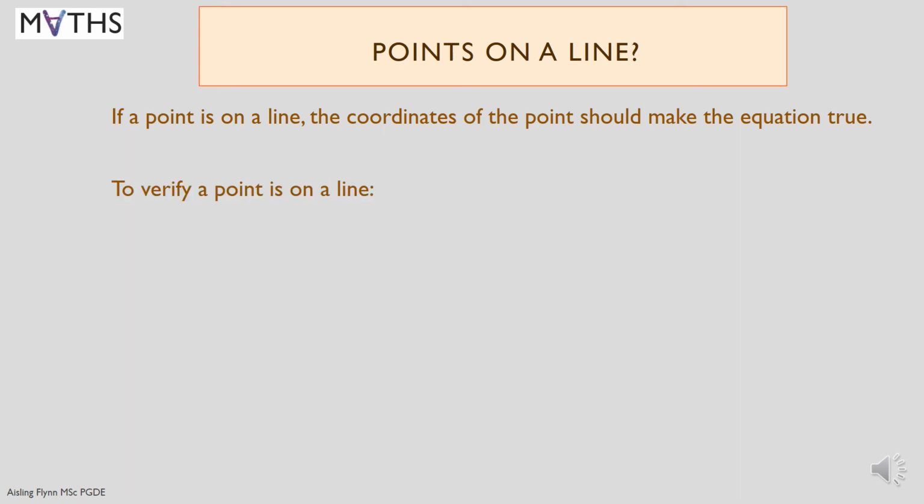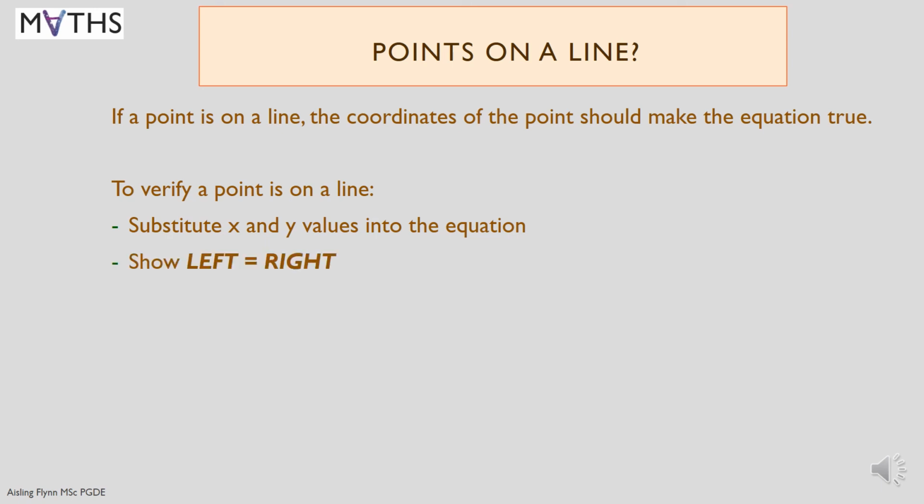To verify a point is on a line, we substitute the x and y values into the equation and we show that left equals right. Okay, so if the word verify is used, it means show that it is true. So we expect left equals right.